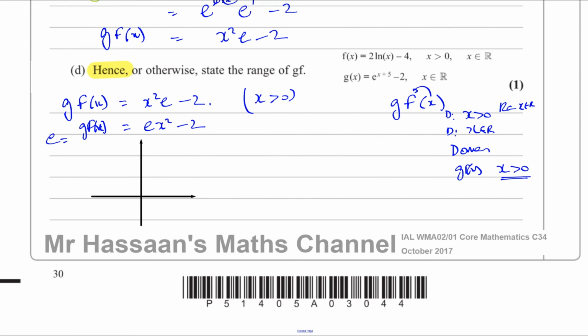Okay, and it will cut through the y-axis. This is like one where the line of symmetry is basically the y-axis, because if you think about it, the vertex is going to be (0, -2).